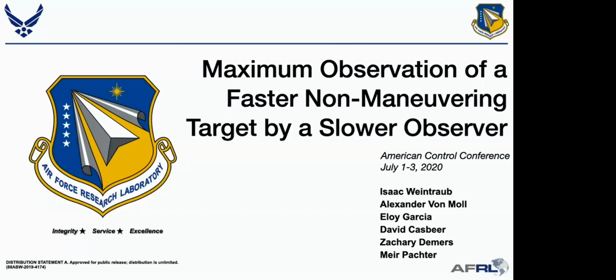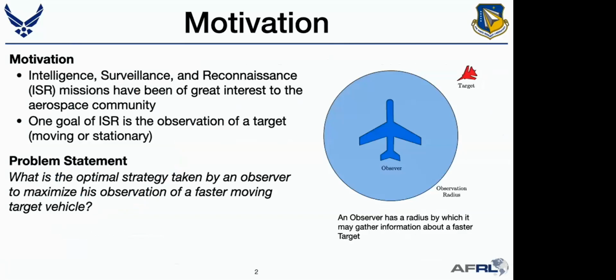Hi, my name is Isaac Weintraub. Today, I'm going to be talking about my paper entitled Maximum Observation of a Faster, Non-Maneuvering Target by a Slower Observer. If you look at the picture on the right, we see the target aircraft in red and the observer with his observation radius in blue.